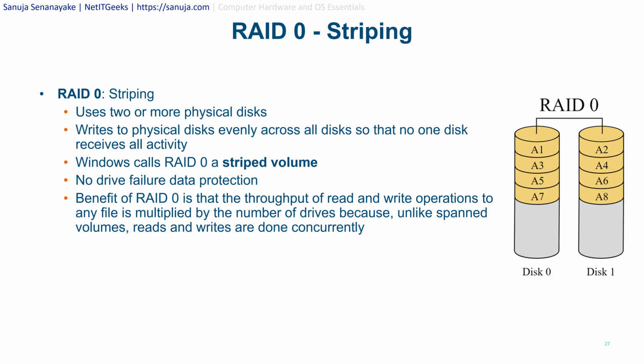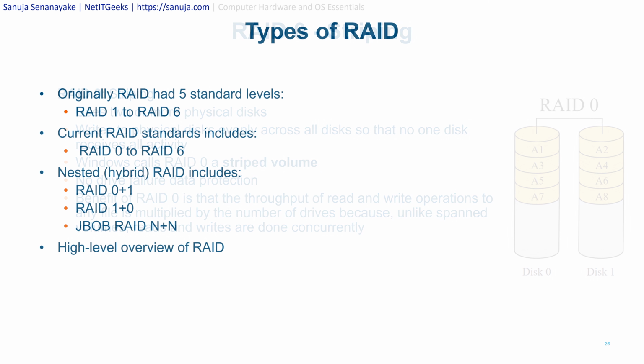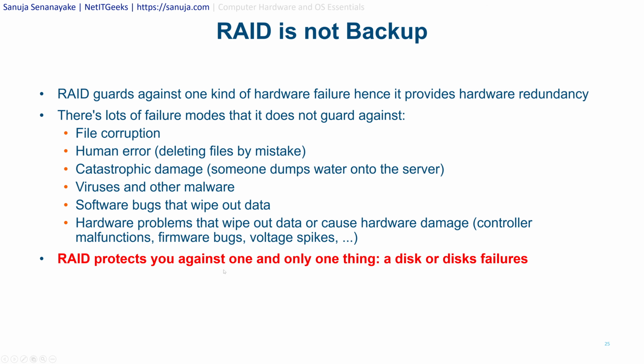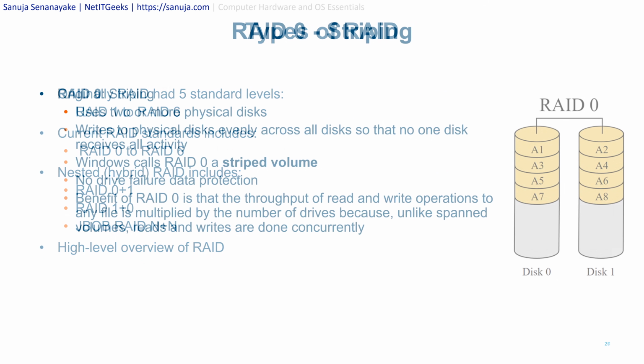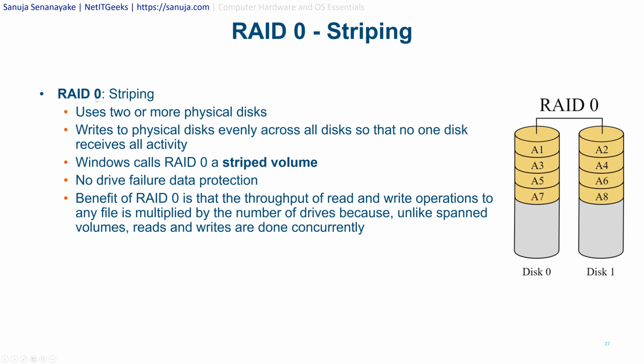The problem with this is that no drive failure data protection is given here. There is no data protection here at all. Remember on the previous slide, I said RAID protects against one thing only, that is a disk failure. But this is why the original RAID did not have RAID 0 as a standard, because it doesn't even give that protection. So with one hard drive failure here, you're going to lose all your data.